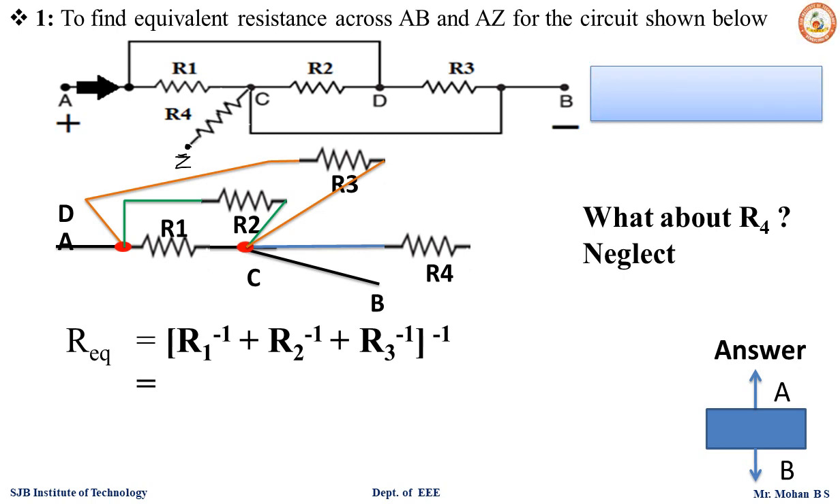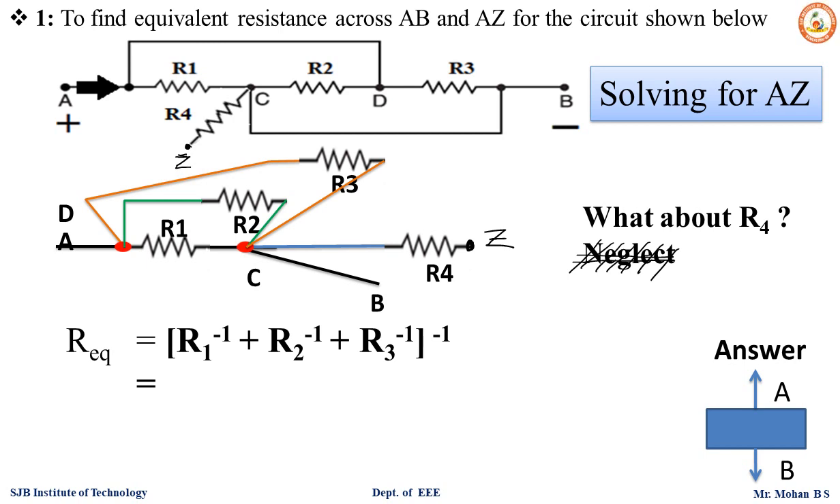Now let us solve for AZ. Until here the steps are the same. Now where is point Z? Yes, I hope you identified correctly. It is after R4. So the points A and B are not valid now. That means I'll be connecting my supply between A and Z. When I connect the supply between A and Z, the current would go from A and come out from Z. This time the current would flow through R4, and thus it is electrically connected to the circuit, and because of this we have to consider R4 also in R equivalent.